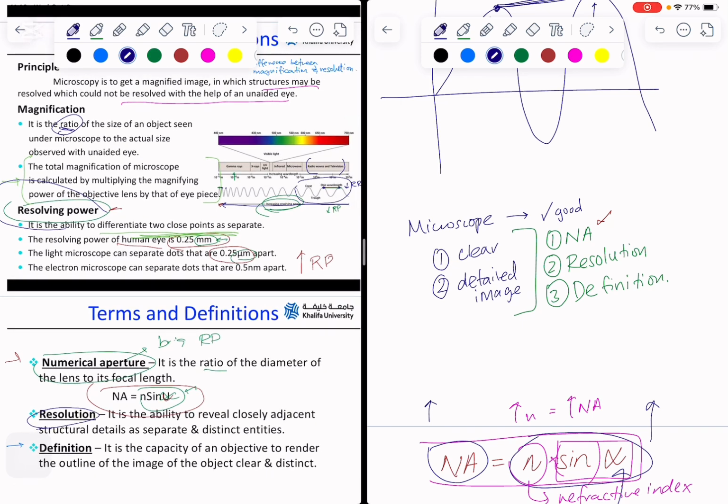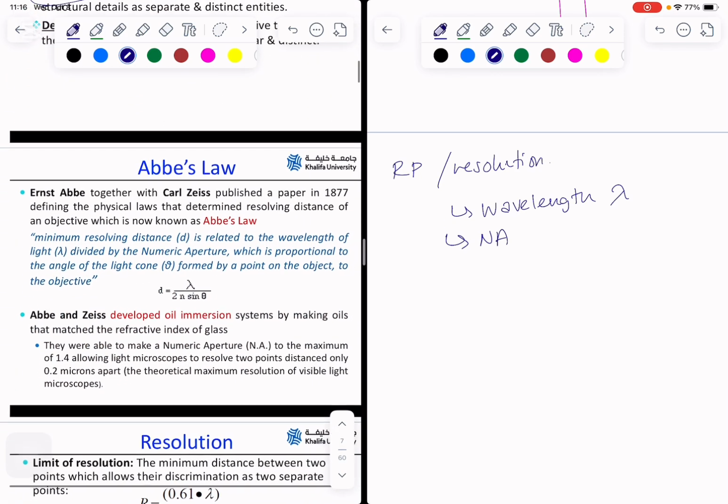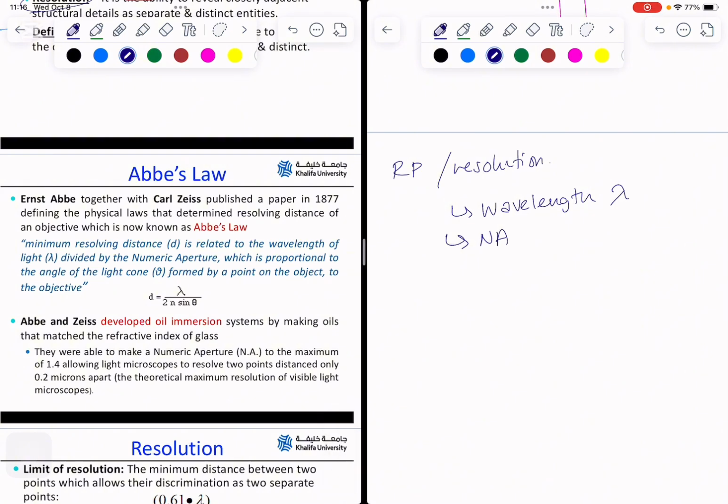Actually, it doesn't only depend on the wavelength, it also depends on the numerical aperture, okay? So when I say resolving power or resolution, it depends on the wavelength and it depends on the NA, numerical aperture. So let's look at the equation he actually placed here, I don't know how to say his name, so I'll just refer to Abbe's law.